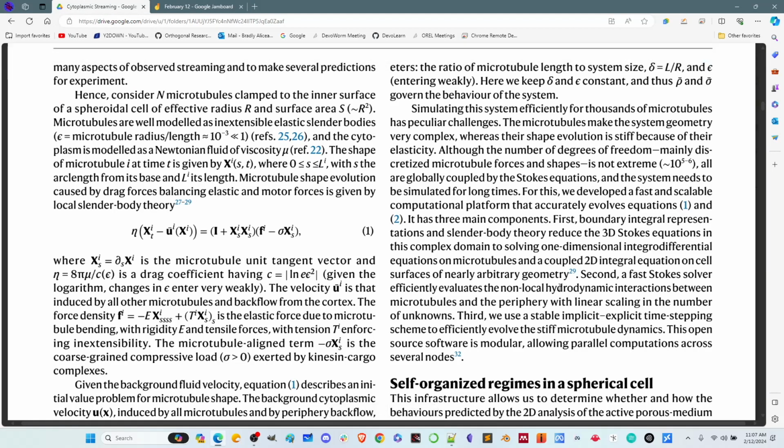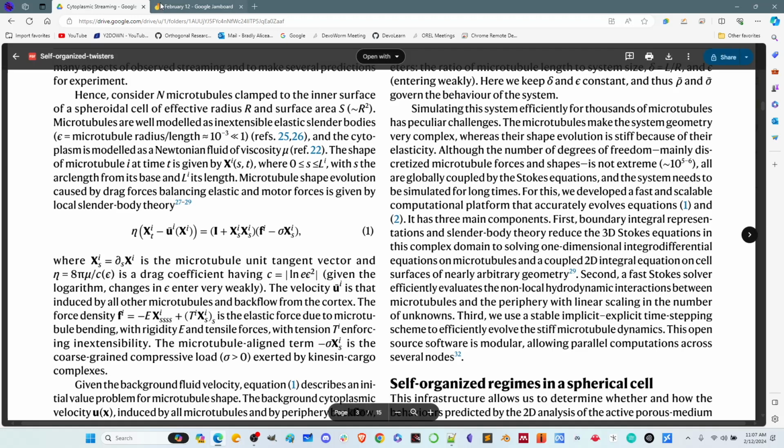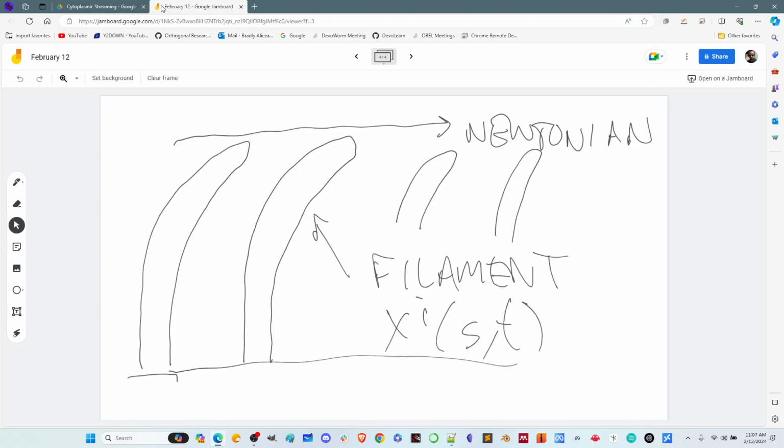So we can do this with a fast Stokes solver. And then third, we use a stable implicit explicit time stepping scheme to efficiently evolve the stiff microtubule dynamics. So the microtubules aren't just of a constant stiffness, they can have a differential stiffness. This allows us to have this streaming mode or other types of states as well.